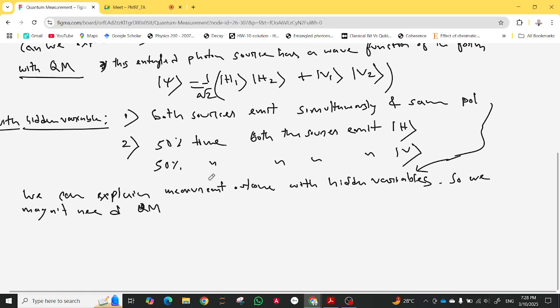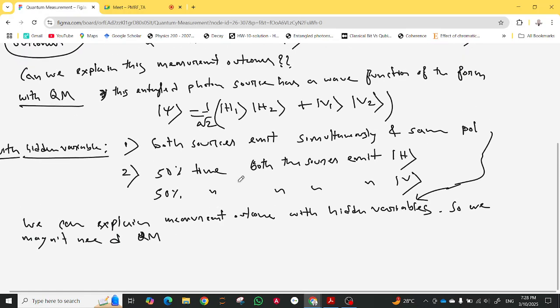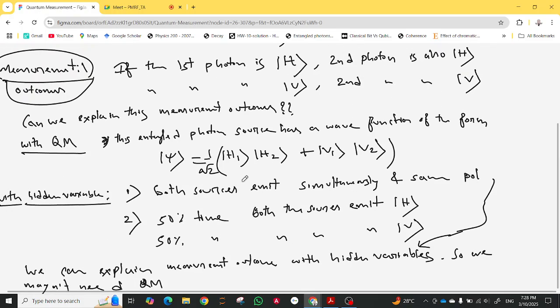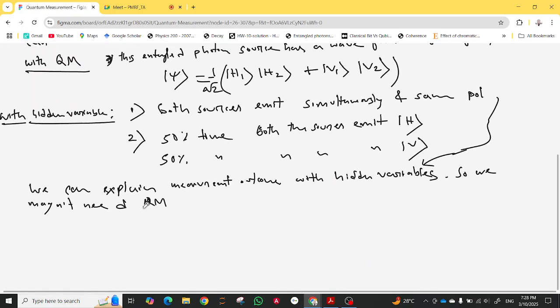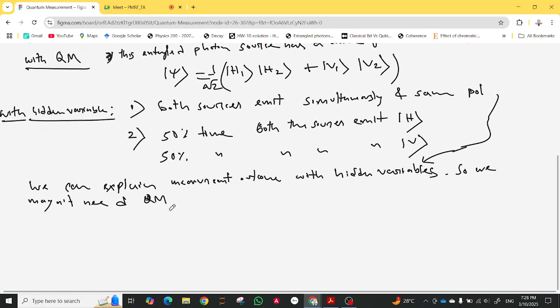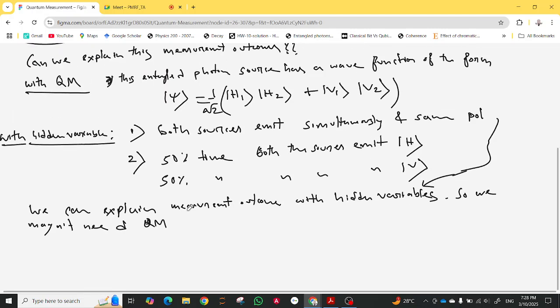So you don't need quantum mechanics to explain these measurement outcomes, okay? As EPR told, okay? So EPR is fine up to this, okay? But the question is, is this entanglement?